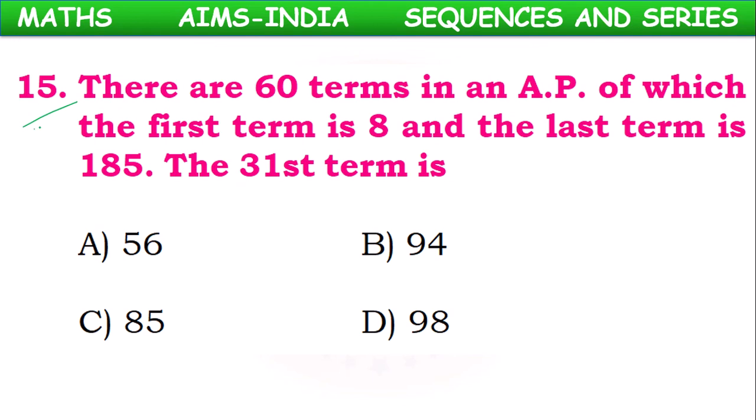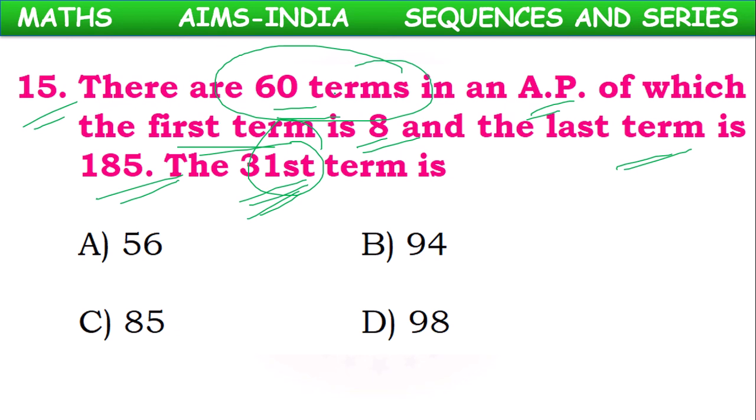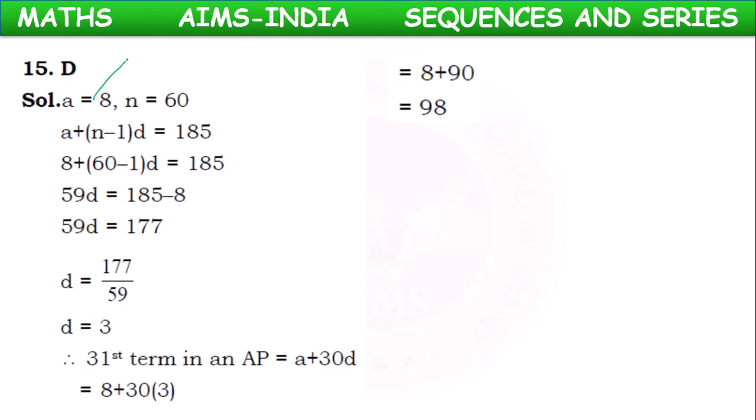Next, children. There are 60 terms in an AP, of which the first term is 8 and the last term is 185. Find the 31st term. Total 60 terms are there. The first term value is 8, the last term value is 185. What is the value of the 31st term? So a is 8, n is 60, the last term l is 185.